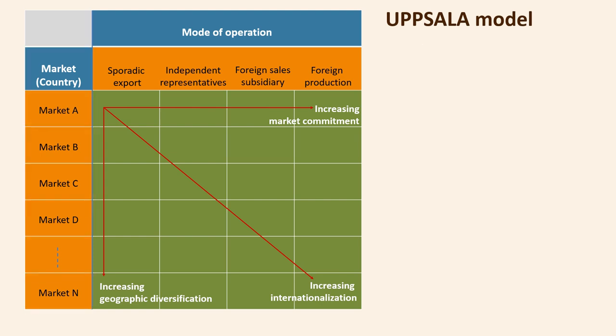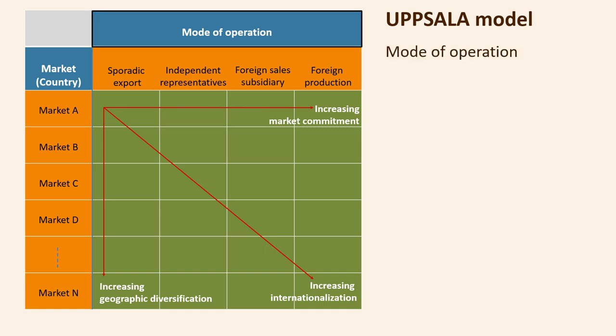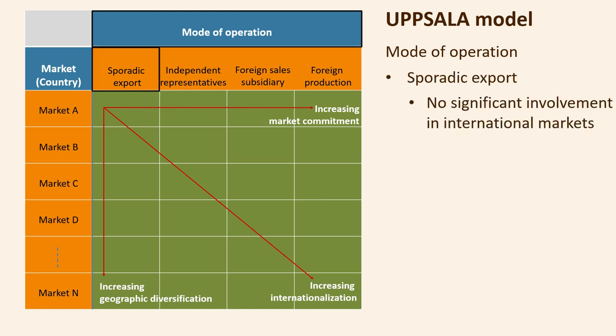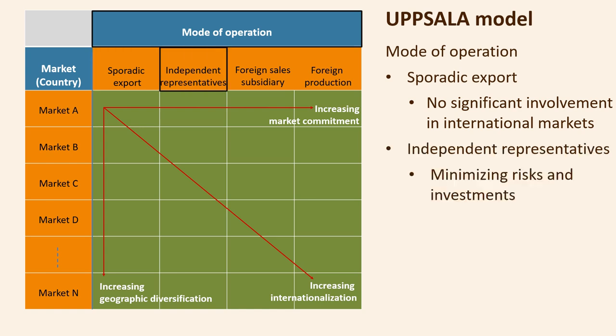Let's look more closely at the individual stages of internationalization according to the Uppsala model. In other words, the mode of operation. The first mode of operation is sporadic export. This mode has no regular export activities, and the company has no significant involvement in international markets.